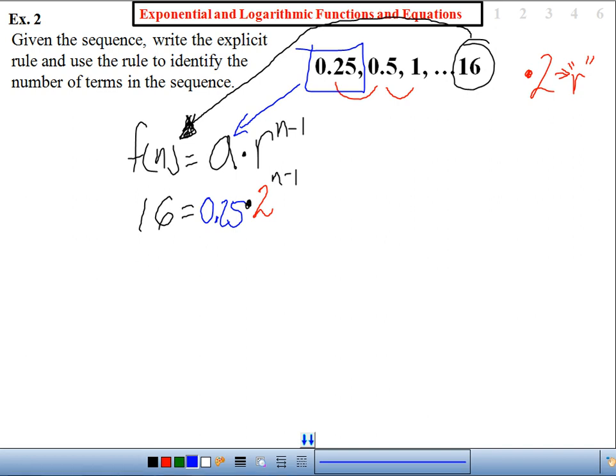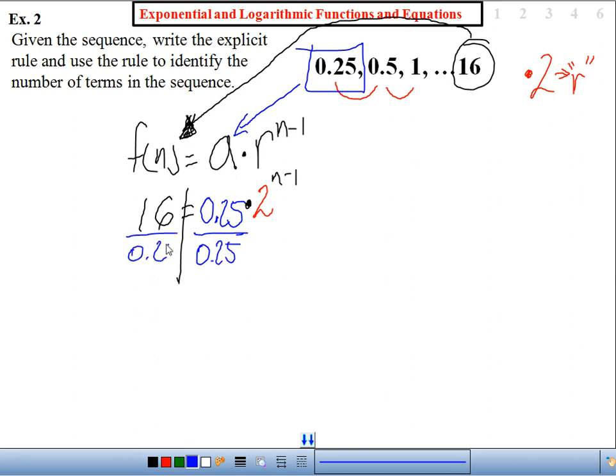All right, so we need to figure out n. How do we figure out n? Well, let's isolate the 2 so that we can leave the n by itself. So if the 0.25 is multiplying, what is the inverse? That is correct. So that means we're going to divide by 0.25, divide by 0.25. Okay, so we're done with that. And I have 16 divided by 0.25 equals 2 to the n minus 1 power.